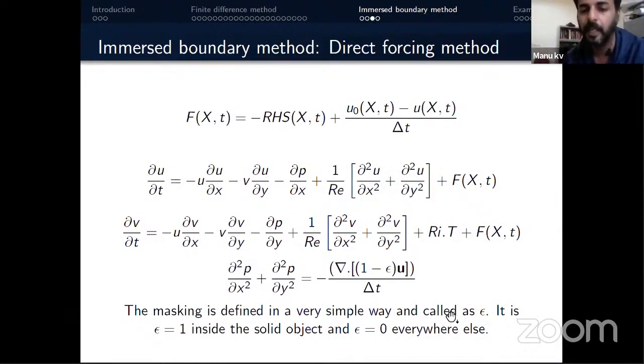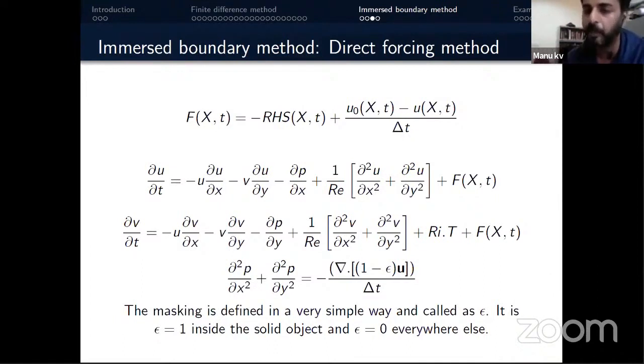Okay, so we can use this particular function, masking function epsilon, which is one inside the body. So what will happen inside the body? This will go to 0 and we'll get Laplace equation. And suppose we are using epsilon equal to 0, we'll get a Poisson equation. Okay, and we can define the body and put a target value on it. Suppose the body is moving at a particular velocity, so we define a velocity for that particular body.